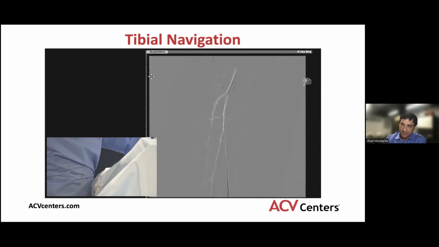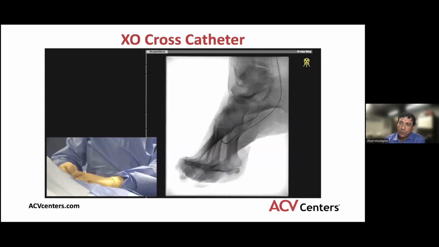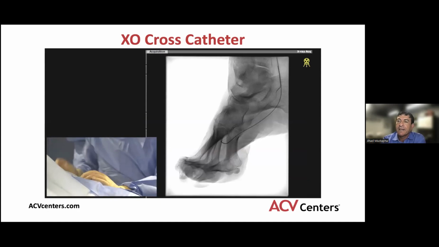And you can take it nicely away from branches like the AT and the peroneal artery. So we're able to advance it down into the posterior circulation, and notice how the wire went into the lateral plantar and back into the medial plantar artery, which was not shown on the angiogram.